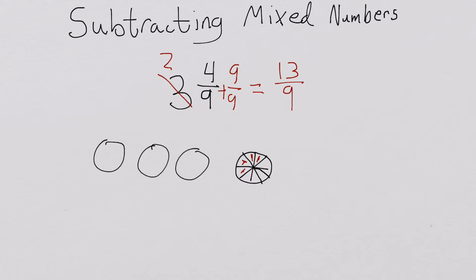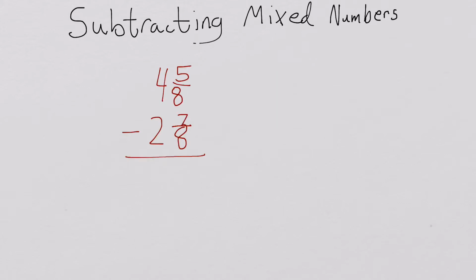Let's set up a regrouping subtraction problem involving mixed numbers. I've started us off with 4 5/8 minus 2 7/8. I already gave us the common denominator to start off, making it easier for us. And if we notice, this has 7/8, this has 5/8. We can't take 7/8 away from 5/8 because that's too big. So we're going to have to regroup.